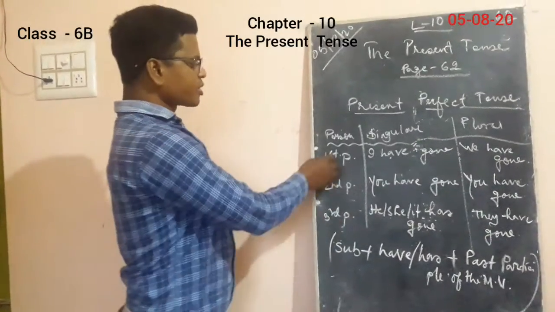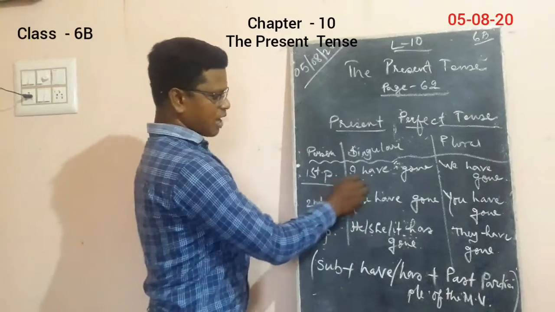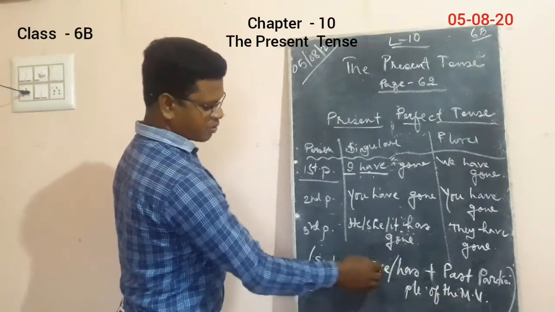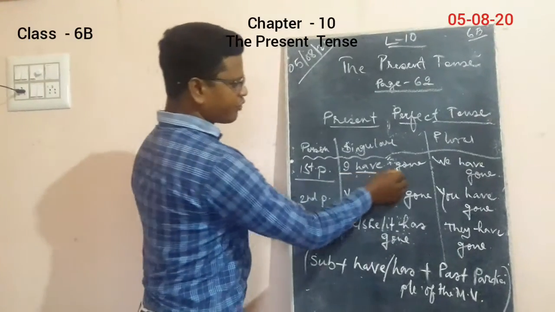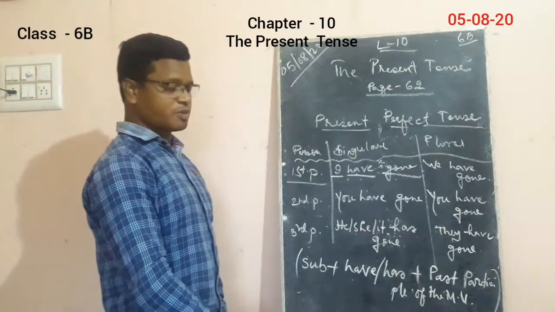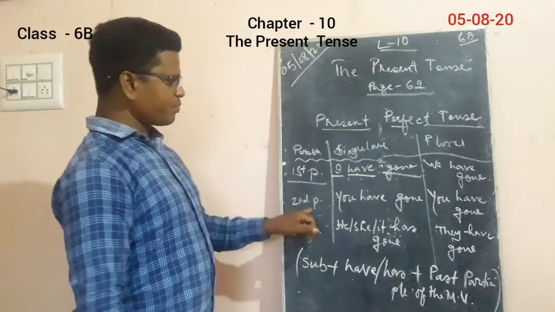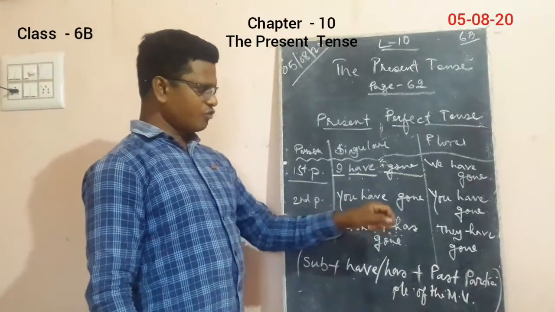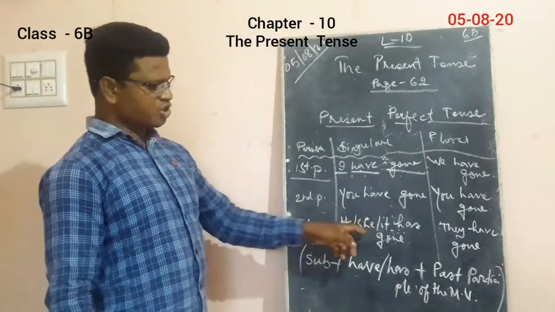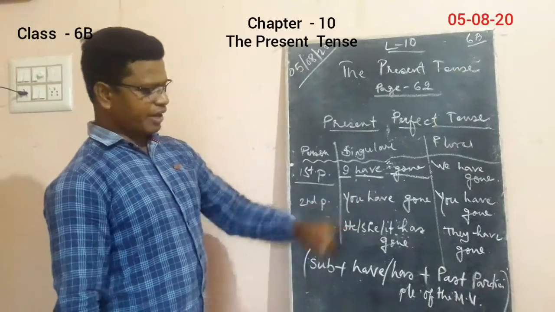Now let's see the first person singular, I have gone. So I is the subject. Have or has is an auxiliary verb, and then we have the past participle of the main verb. Here, gone is the past participle of the main verb. Then second person singular, you have gone, second person plural, you have gone, third person singular, he, she, it has gone, and then third person plural, they have gone.